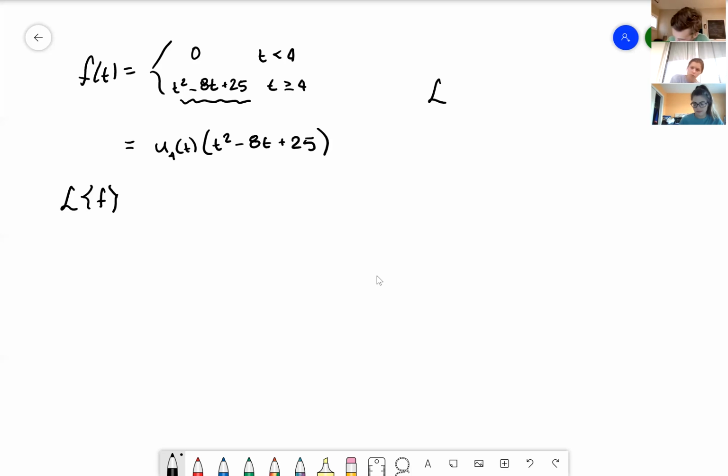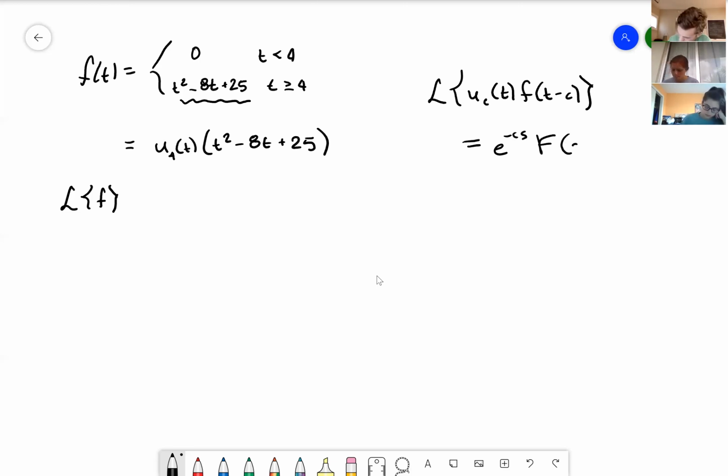So if we look at the Laplace transform of a shifted function, then this is equal to some exponential times the Laplace transform of the original function. So this is some quadratic shifted to the right by 4. So I want to figure out what that is. Let's see, how can I do that? Well, I can complete the square, that'll be helpful.